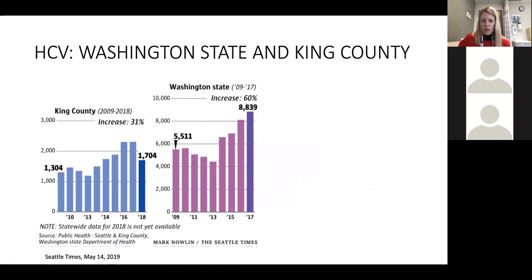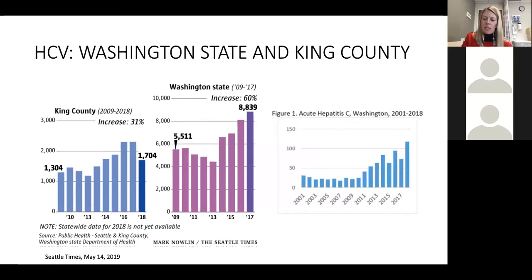And in King County in Washington state, we're seeing very high rates of hepatitis C. This is data that was published last year in the Seattle Times, showing that in Washington state, which is here in the purple bars, we've seen a 31% increase in prevalent cases of hepatitis C from 2009 to 2017. King County saw a 31% increase in prevalent cases, and Washington state saw a 60% increase in prevalent cases, really between 2009 and 2017. So a huge increase. And we're also seeing an increase in acute hepatitis C cases at the state level, with the highest number of reported cases in recent history occurring in 2018. So this remains a problem close to home.